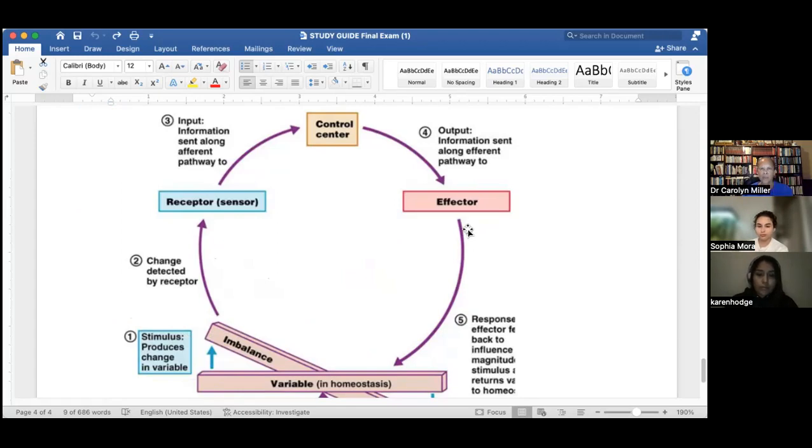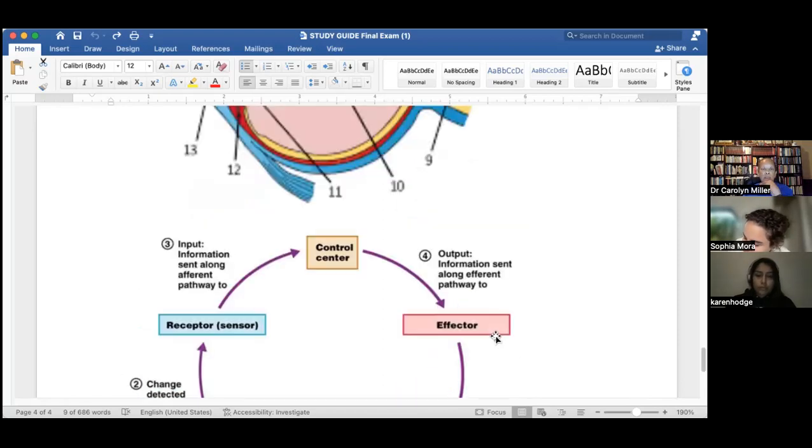So I may have another picture, but the bottom line is understanding what's going on, and the process of shivering is step 5. You're now doing what you were told to do. The response to the effector. It said shiver, so now you're shivering. So it is step 5.